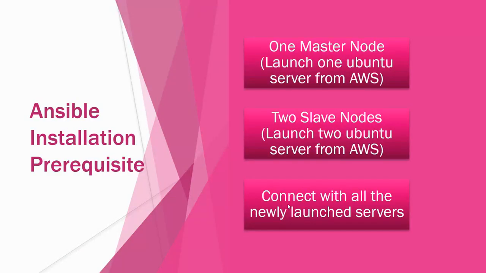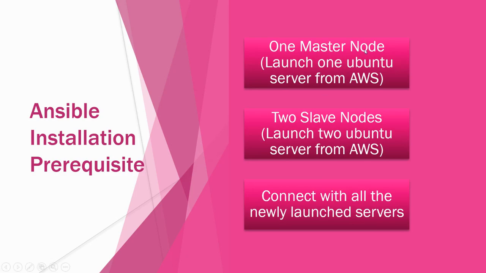So what is the prerequisite for Ansible? Usually you need minimum two servers. One is master, one is slave. Or else you can create one master and two slaves. So in this example, I will take one master and one slave. Later on I will add one more slave, and then I will show you.